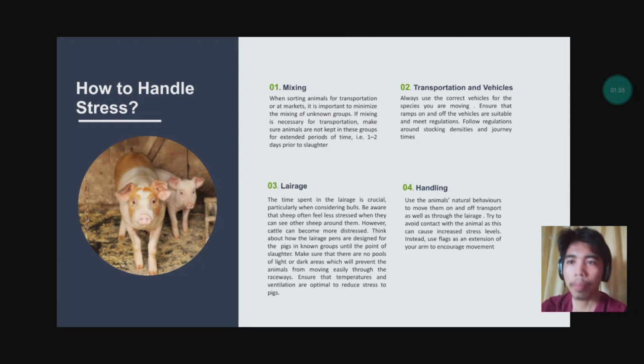So all of these four are the ways of handling the stress levels of slaughtered animals, because if they become stressed during the pre-slaughter, it will affect the overall quality of the meat. That's why handling stress in slaughter animals is a very crucial step in animal welfare.